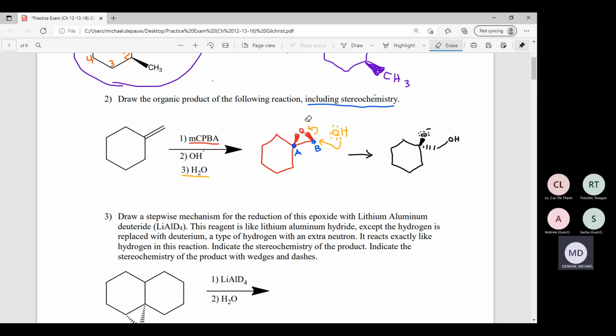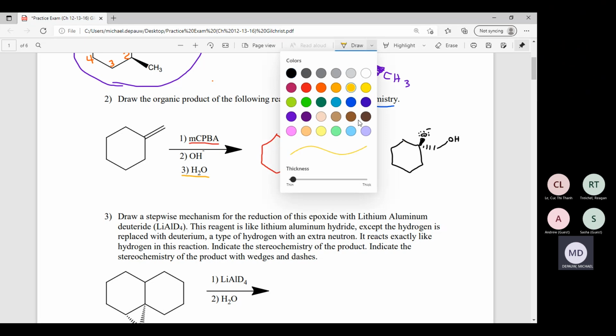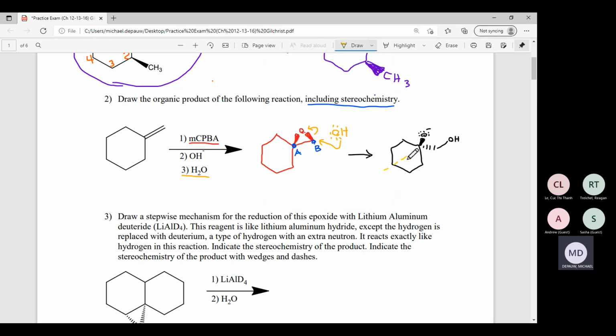The plane of symmetry is, I'll just use a highlighter. It's right down the middle here. Oh, come on. It doesn't want to let me highlight. That's lame. Okay, fine, I'll just draw it with yellow. You've got your plane of symmetry right here.